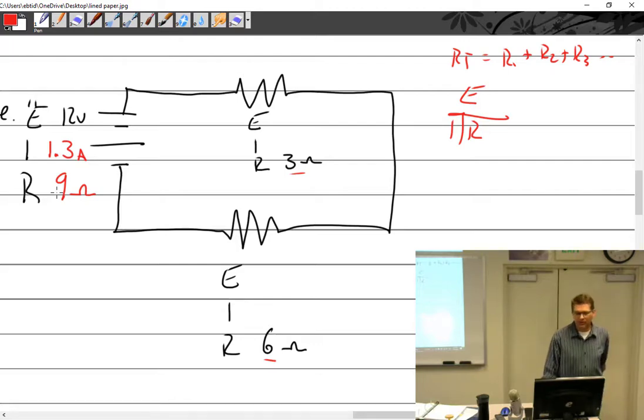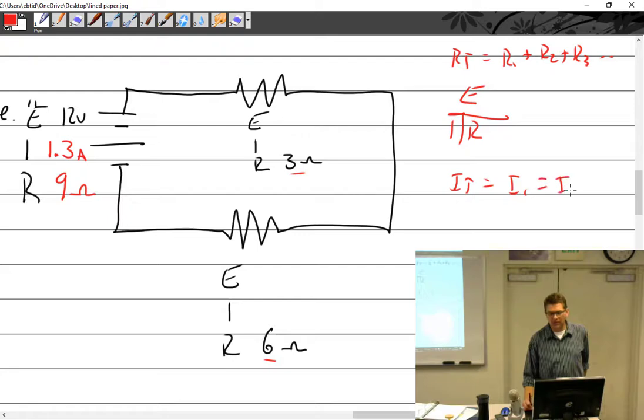What else do I know about this? The current in a series circuit, I total is equal to I1, which is equal to I2. So that means the current here is what? 1.3 amps. What's the current here? 1.3 amps. If I know two things, I can find the third.